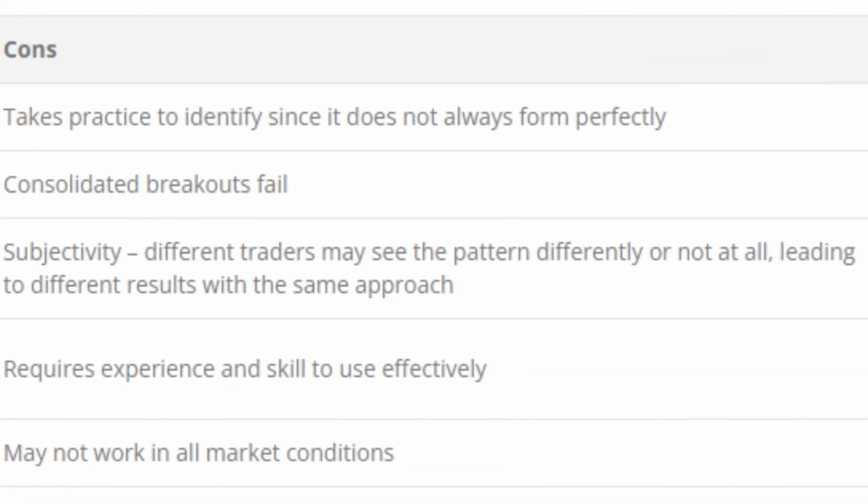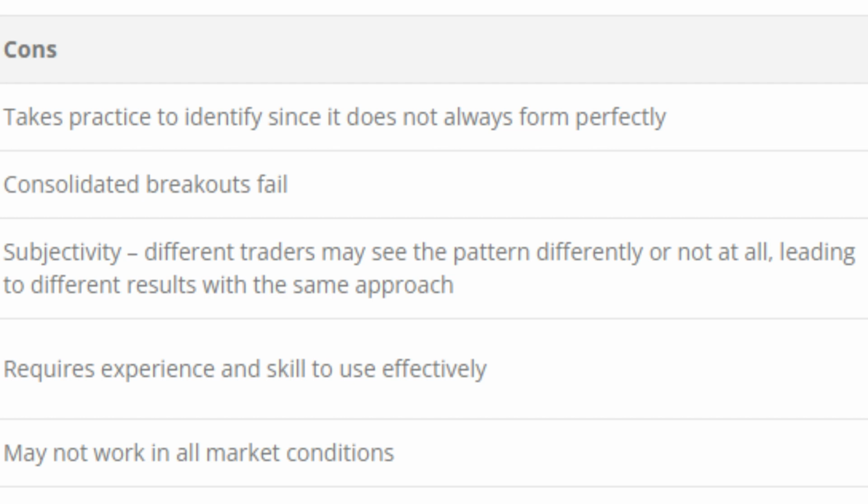It takes practice to identify it because it doesn't always look perfect. Consolidated breakouts, they fail. It's subjective, right? You may see the pattern. I may not see it. Your friend may see it. You may not see it. They're subjective. You do have to have some experience and skill to use these patterns effectively. And it's not going to work in all market conditions, just like anything else.